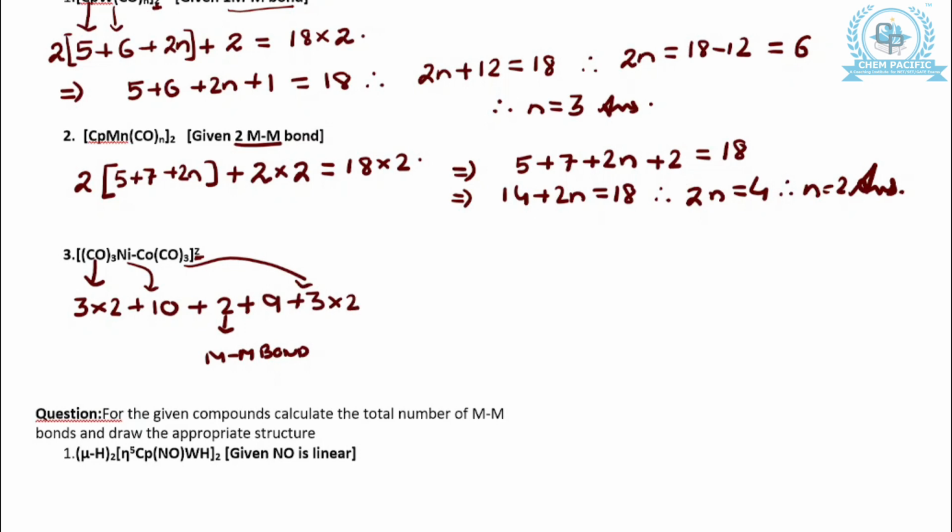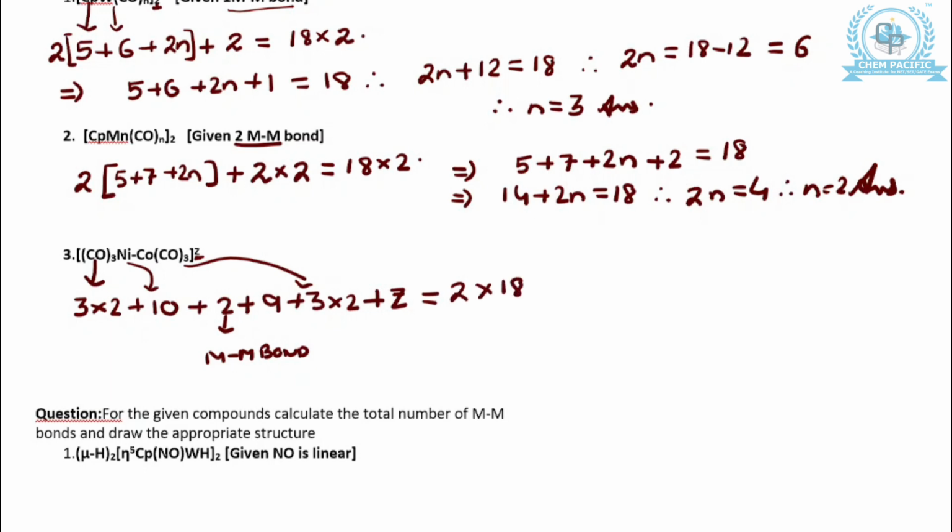3 into 2. So since, see students, hum add kar rahe z, it means z ka value kya hoga? Jo z ka value aayega, agar wo positive mein aayega, uska sign change ho jayega. Kyunki hum yahan pe add kar rahe hain, add kab karte hai? Jab complex ke upar negative charge hota hai. Theek hai? And this has to be equal to, since you are having 2 metals, 2 into 18.